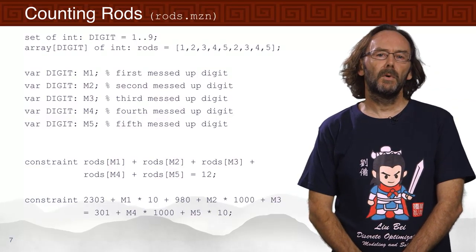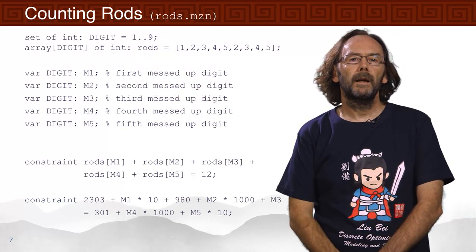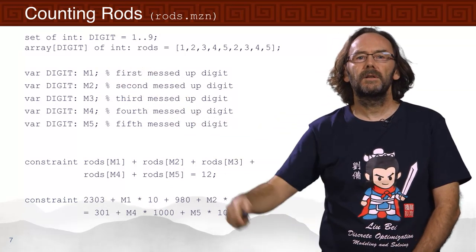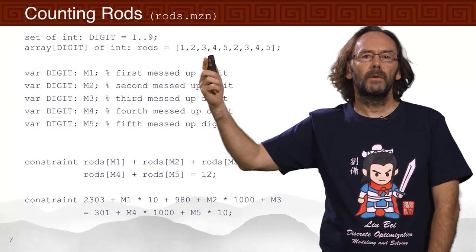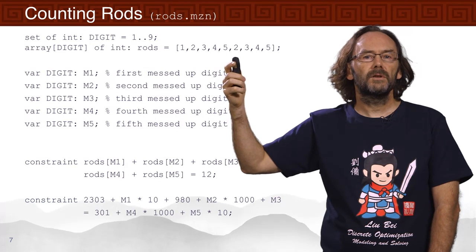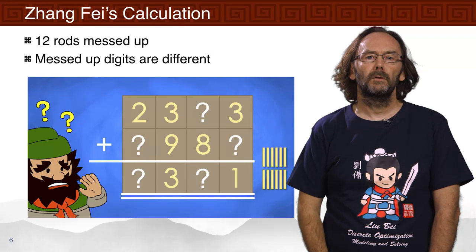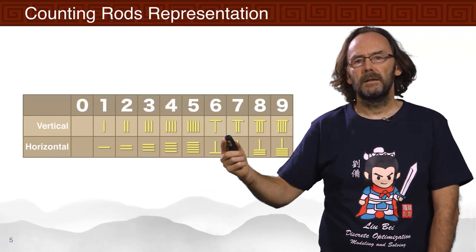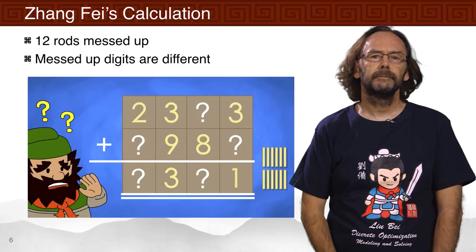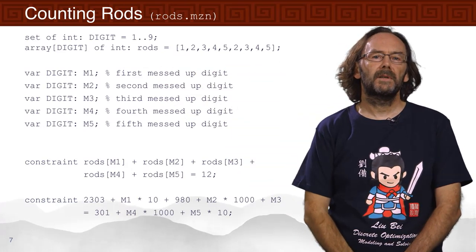So let's look at building a model for that problem. So what do we have? We have a set of digits from 1 to 9, and then we've got this array of how many rods it takes to represent each digit. So the digits 1 to 5 take 1, 2, 3, 4, and 5 rods. But then you need 2 rods to represent 6, and 3 for 7, 4 for 8, and 5 for 9. You can look back. If we look here, the number of rods for 6 is 2, and then 3, and 4, and 5. Okay, so that's basically telling us how many rods we require to represent each digit.